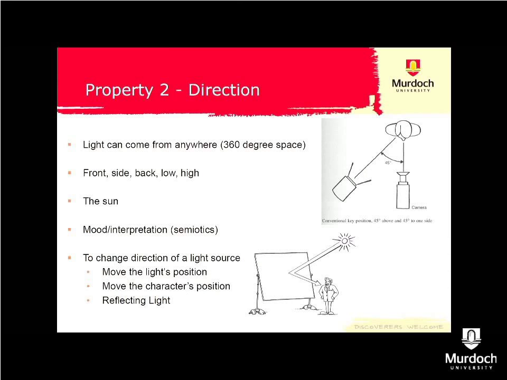Property 2 is direction. Of course, light can come from any direction, 360 degrees, front, side, back, low or high. But the sun, as I was saying before, is our starting point, if you like. It's the light that we've evolved under. It's the light that we regard as natural. It's the light that we're most used to.